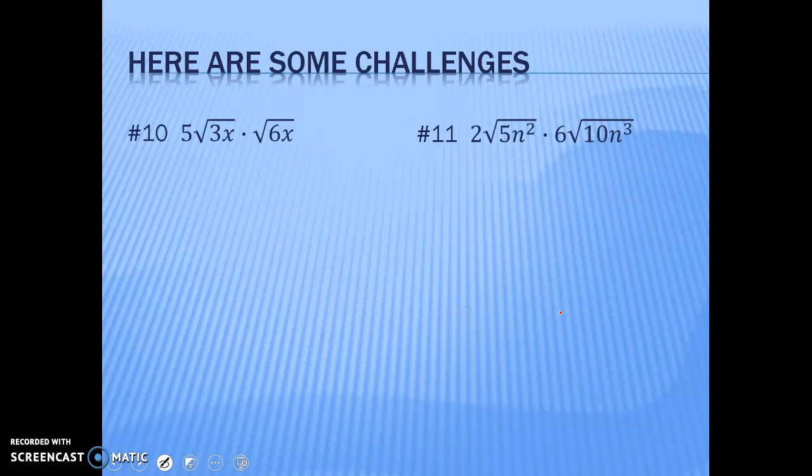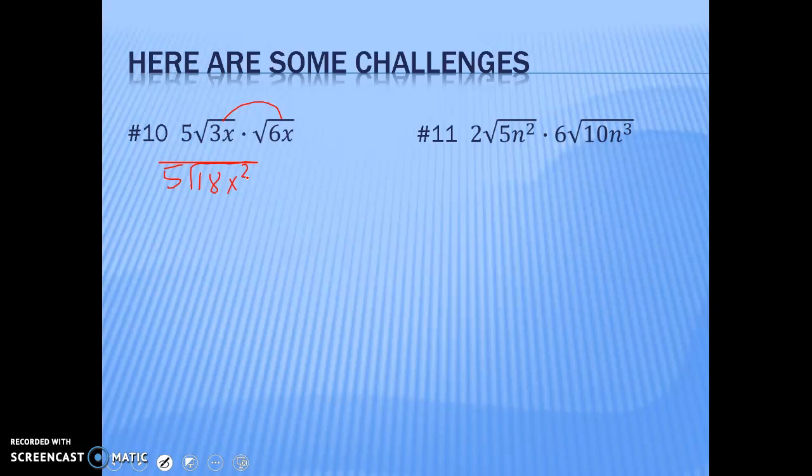Two more questions here that I'd like for us to try together that not only involve the square roots of numbers, but involve the square roots of variables. And so let's start with the first one. I have the 5 on the outside, but I'm going to just go ahead and multiply the things on the inside of the radical sign together first. I have the 3 times the 6, which is 18, and x times x is x squared. So now I'm going to simplify the square root of 18, x squared.